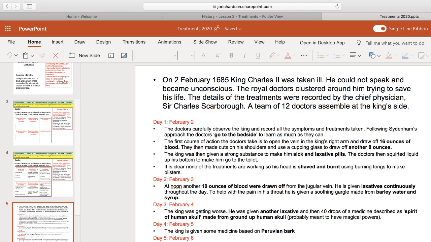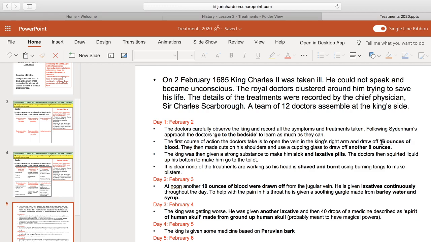So straight away, when we're thinking about analysing progress and how treatment has changed or stayed the same, from that first bullet point, we can see that the doctors go to the bedside. Now that is a phrase that you should have learned last lesson, from the previous video, which was something Thomas Sydenham encouraged. So already we can see, when we're assessing progress, we can see some change. Let's move on to the second bullet point.